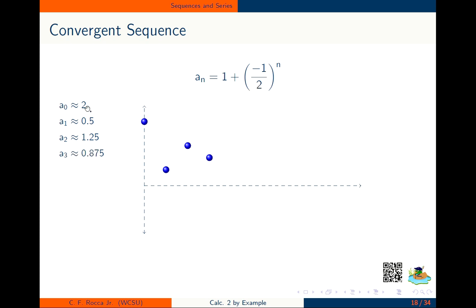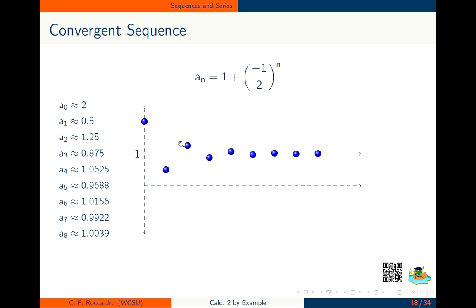And we can see both numerically and graphically that the values we get for a sub n are approaching 1. Each time we increase the value of n, we get an output value that's a little closer to 1. Graphically, if we graph each of those values, our little points are converging to 1.